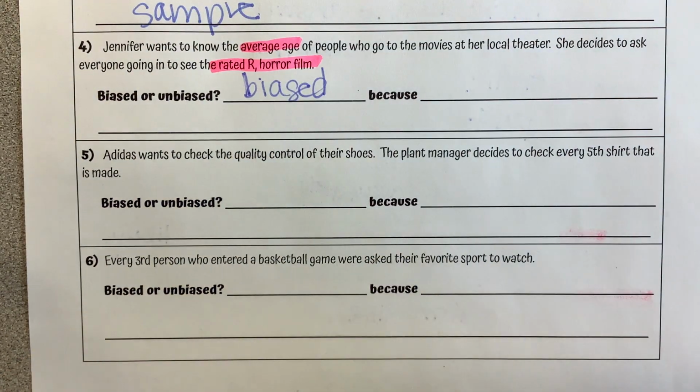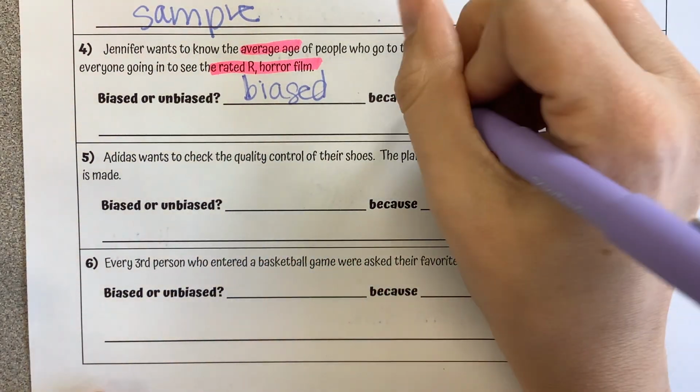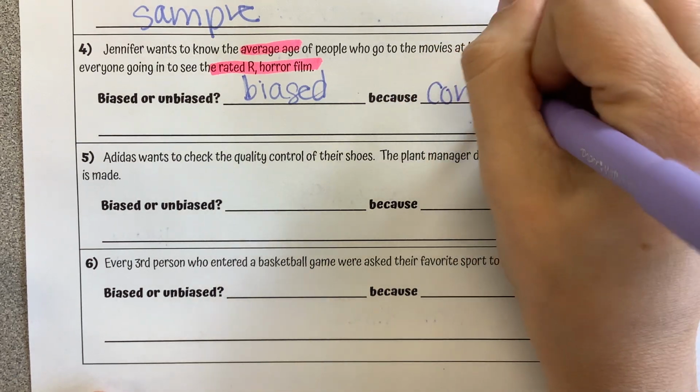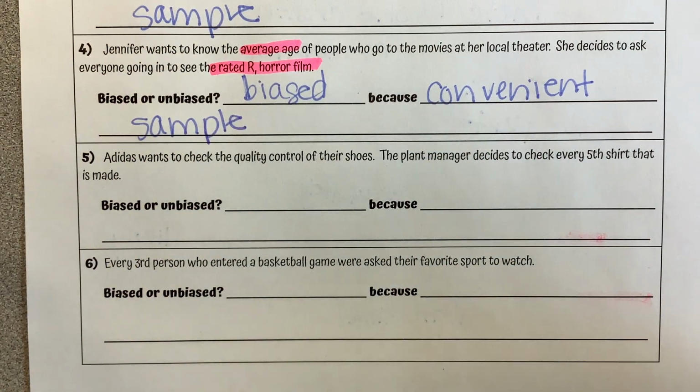Okay. And then the question is, between biased, it's either convenient or it's voluntary. People aren't volunteering here, so it's going to be a convenient sample. And the reason it is a convenient sample is because it's convenient for her to just stand there and ask people going into that one theater. She's not trying to make sure she's getting a random collection.